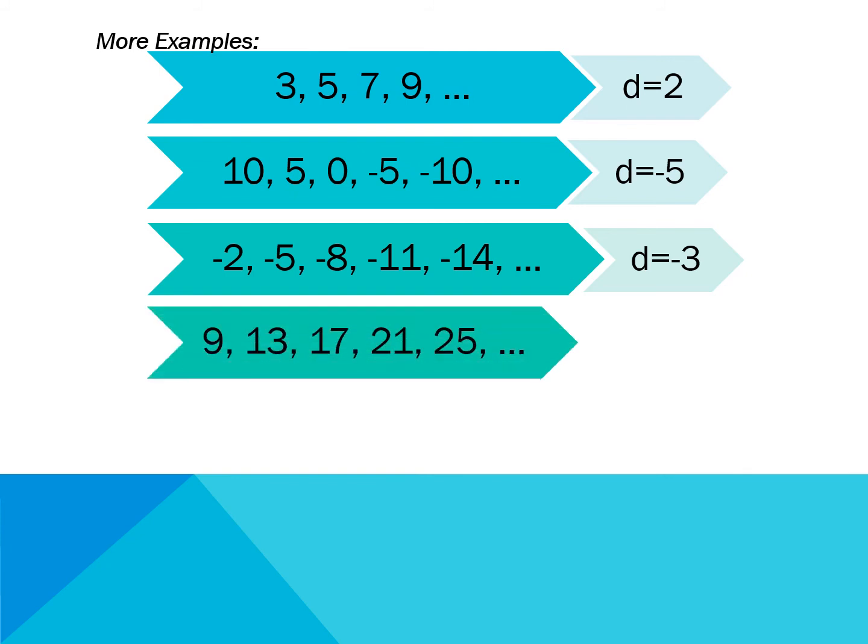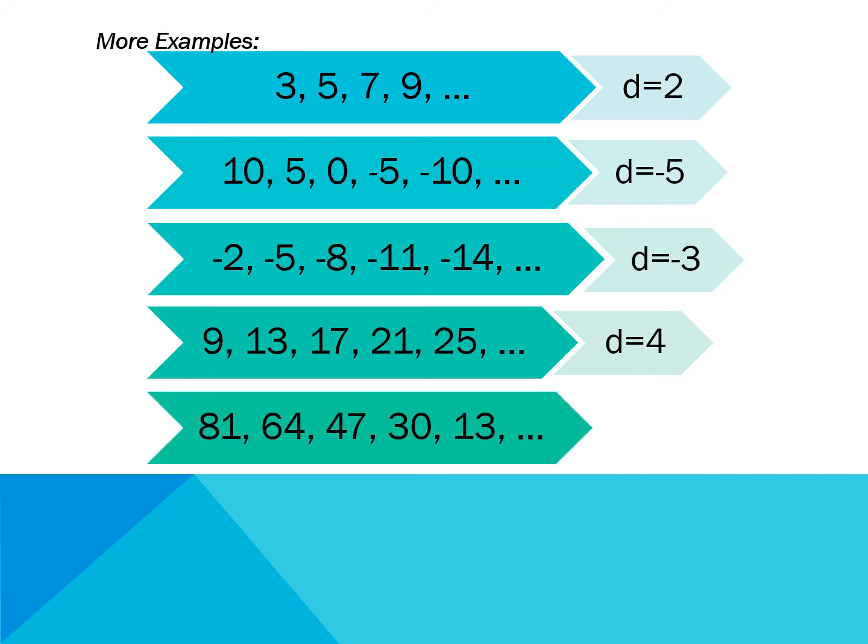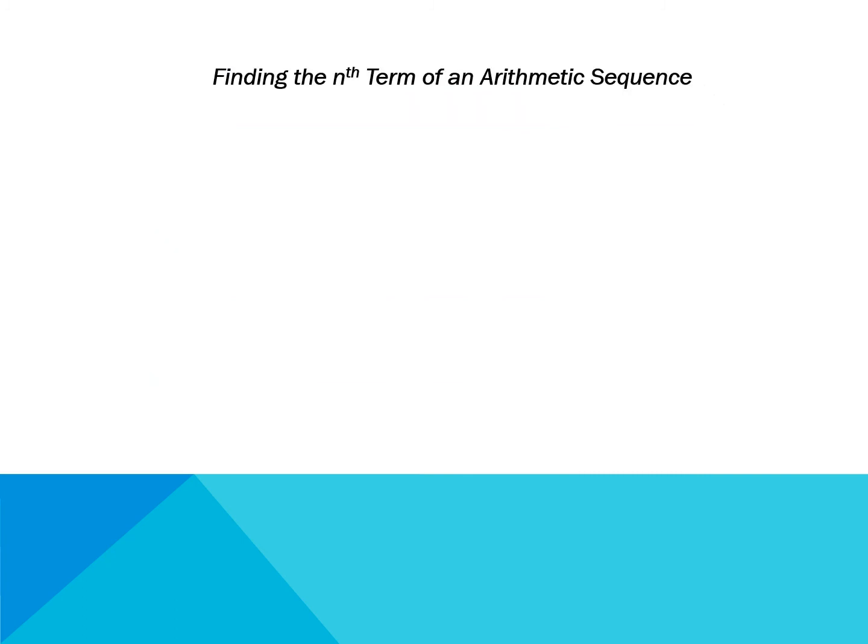Next one, 9, 13, 17, 21, 25. We are adding what number? Our d is equal to 4. And for the last example, we have 81, 64, 47, 30, 13, and so on. Since our terms are getting smaller, our d must be a negative number, and that is negative 17. Very good. Let's head now to our next subtopic.